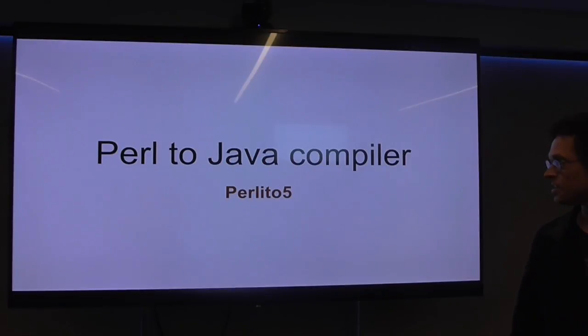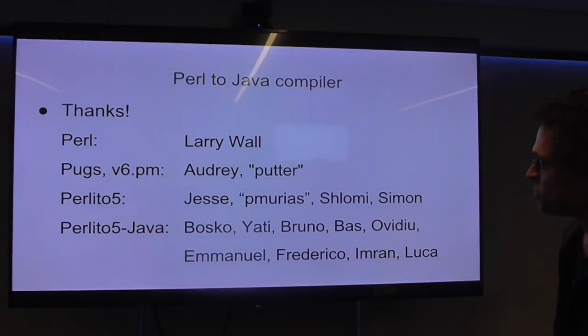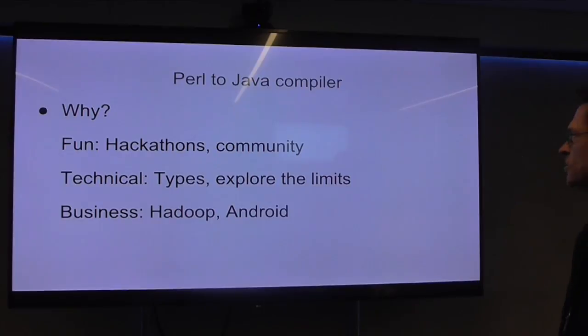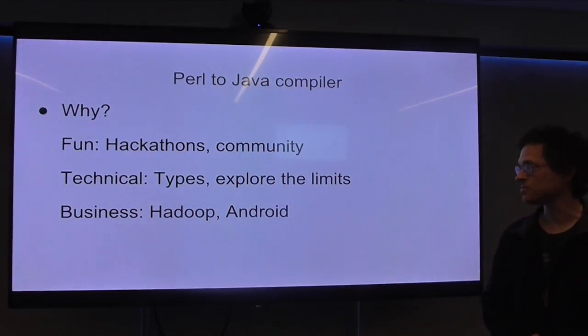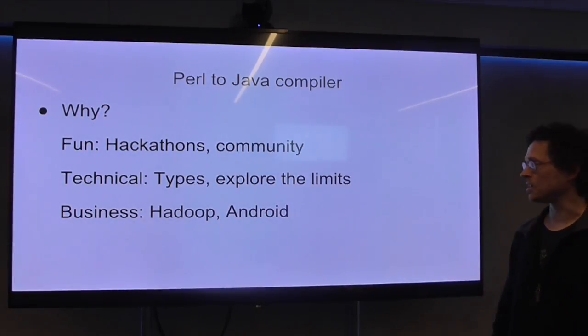Okay, so this is the Perl to Java compiler. This is a sub-project of Perlito. So why are we doing this? First thing is we're just motivated by having something interesting to work at hackathons, and we have a nice community, and it's nice to work together, build something.